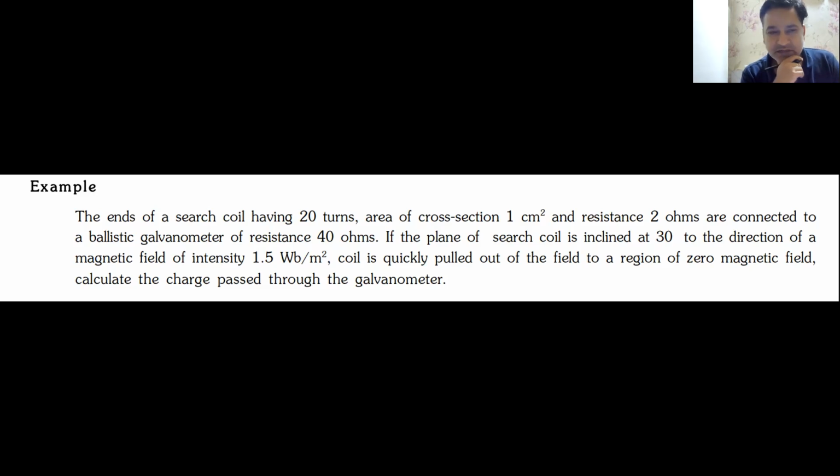Remember, they are not asking you the EMF, they are not asking you the current, they're only asking you how much charge has flown through the galvanometer. Again, a simple question. I'll give you 2 minutes to solve this one. I hope you understand the question. Yes or no? Yes, sir. Just wait.